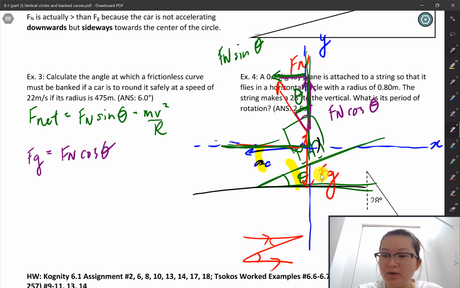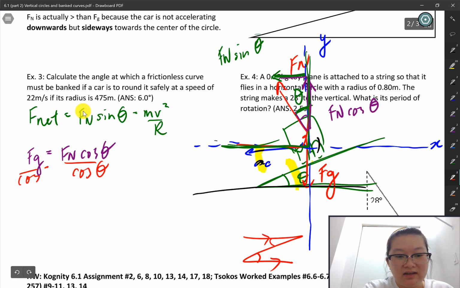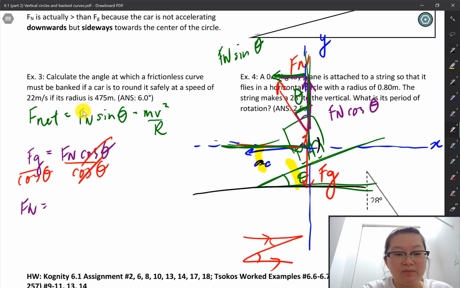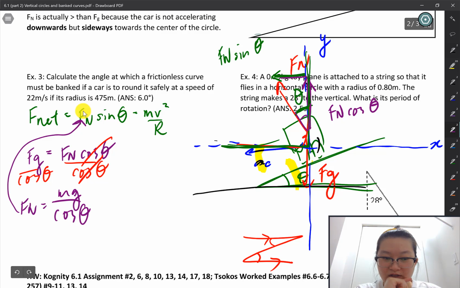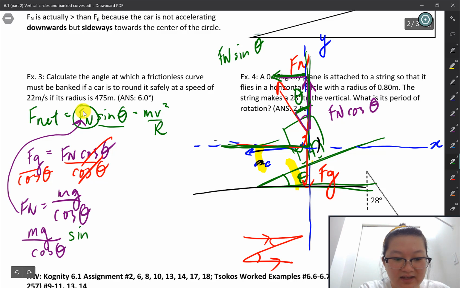I think we have to solve for Fn and substitute it into our original equation. So I'm going to divide both sides by cosine theta, which leaves me with Fn equal to Fg, which I'll write as mg, over cosine theta. And I'm going to substitute this Fn into my F net equation. So I'm left with mg divided by cosine theta, and right beside it sine theta, is equal to mv squared over r.